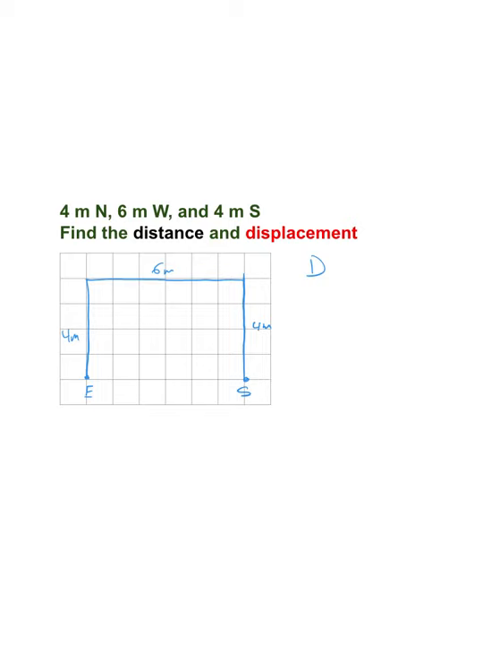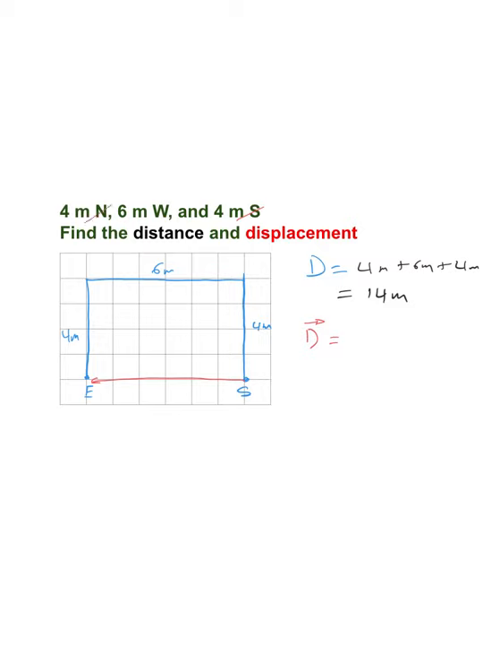So my distance is equal to the black path, which in this case is 4 meter plus 6 meter plus 4 meter. 4 plus 6 is 10, plus 4 is 14 meter. That's my distance, okay? And my displacement will be an arrow from the start to the end. So I know my answer is going to be going west because the north and south cancel out with each other. So all I have left is west.